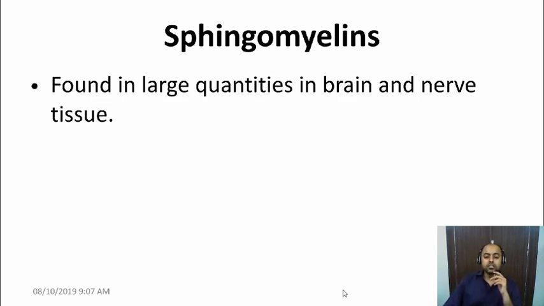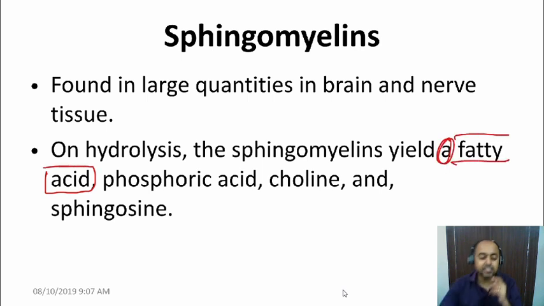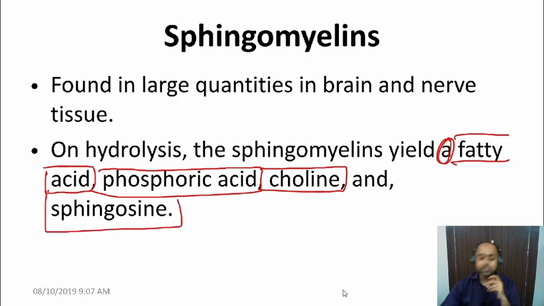Sphingomyelin is found in large quantities in brain and in the nerve tissue. If you look at the structure, it has only one fatty acid, whereas in the glycerophospholipids we had R1 and R2, two fatty acids. The phosphate is released as the phosphoric acid, the choline is there, and obviously the alcohol is sphingosine. The alcohol sphingosine is attached to one fatty acid, subsequently attached to a phosphate and a choline. So every time you cleave the sphingomyelin, this is what you are going to get, unlike the glycerophospholipid where we get two fatty acids, R1 and R2.